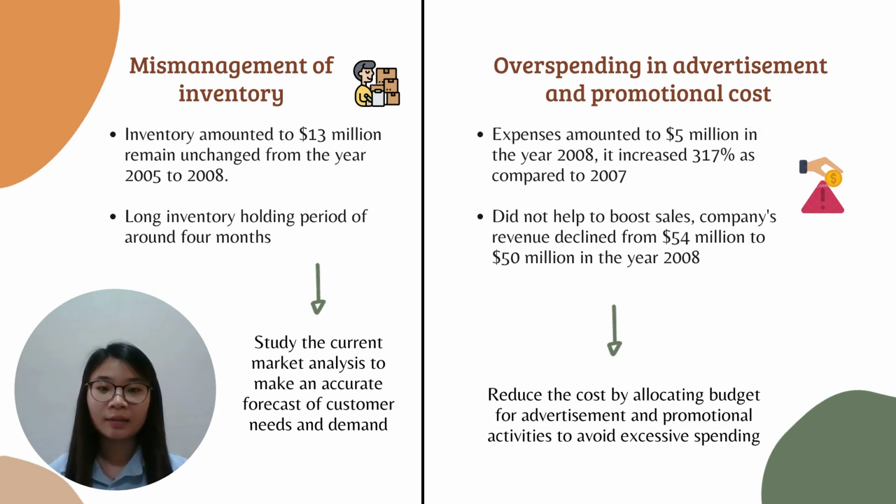The management should study the current market analysis to make an accurate forecast about customer needs and demand so they can manufacture the right amount of inventory to avoid overstocking. But for now, the company should clear its stock faster to avoid spoilage and damage. To do so, they can sell their inventory at a cheaper price to encourage customers to buy from them.